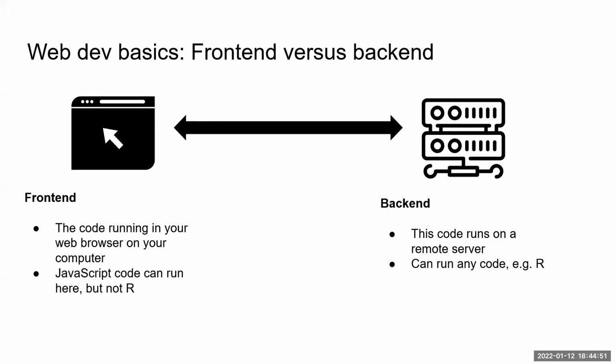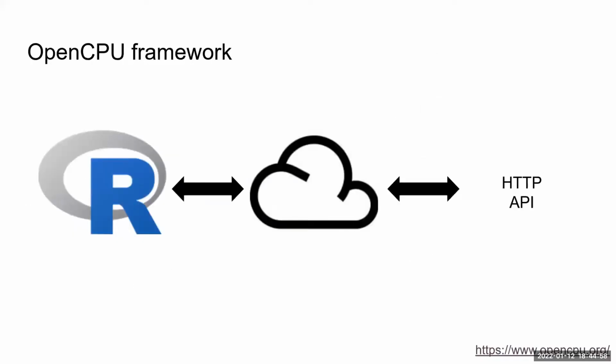And so what OpenCPU is going to let us do is connect the R code running in the back end with the interactive front end. And it does this by taking all the R packages installed on the server and converting them into an HTTP API. And HTTP is the communication layer of the internet, or the main one. And so that's how we did it.